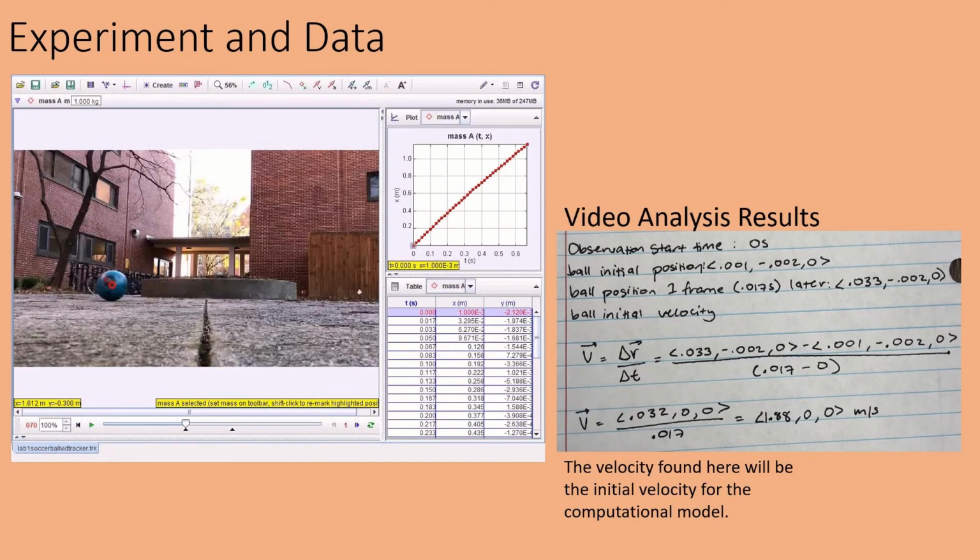My experiment was rolling a soccer ball, tracking the motion of it, and putting it in Tracker, and Tracker gave me a position versus time chart with some values. We can use the values to calculate the velocity at which the ball is going. As you can see, I tracked it from a couple frames in, so it would have the acceleration out of the way. Getting the position over the time, I ended up getting the vector of 1.88 meters per second, 0 meters per second, and 0 meters per second.